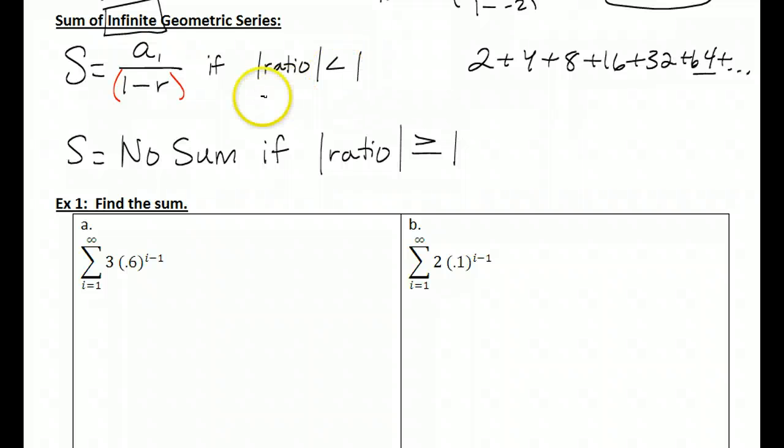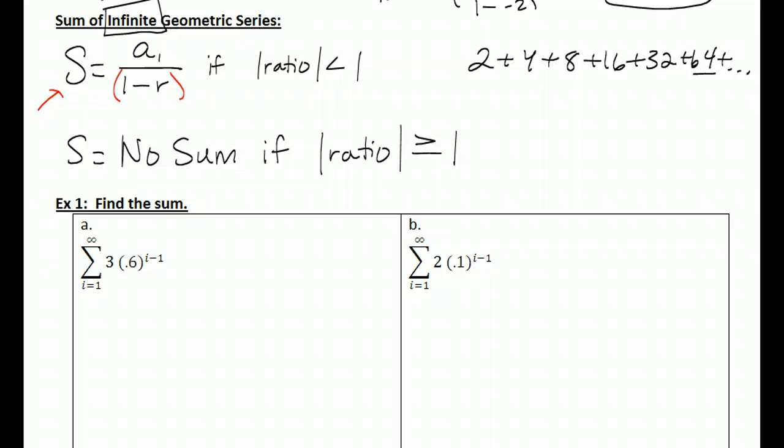Now, these rules you're going to want to have memorized. I will have this formula on the board, but I won't have these rules on the board, so you're going to have to memorize them. So here's the deal then. If I'm going to try to find the sum for one of these geometric series, every single time I need to determine if my ratio is less than 1 or if my ratio is greater than or equal to 1. So let's go ahead and give it a try.